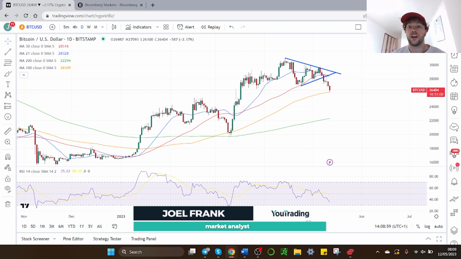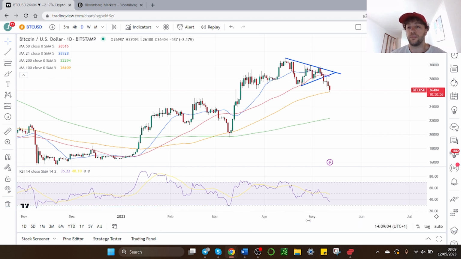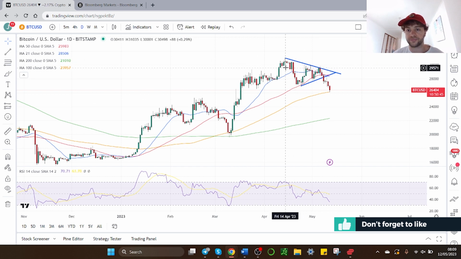Pennant structures. I was about to say Bitcoin, pennant structures, but we're going to be using an example that Bitcoin recently had of a pennant structure breakout, which worked out very nicely from a trading perspective. So, as you can see here, I've got it drawn up on the chart.